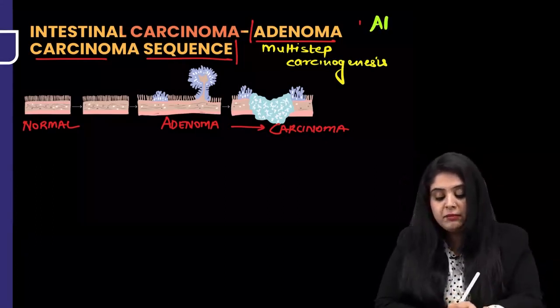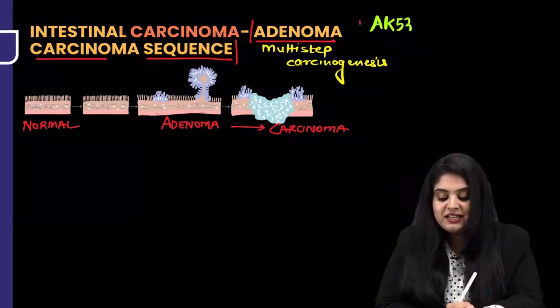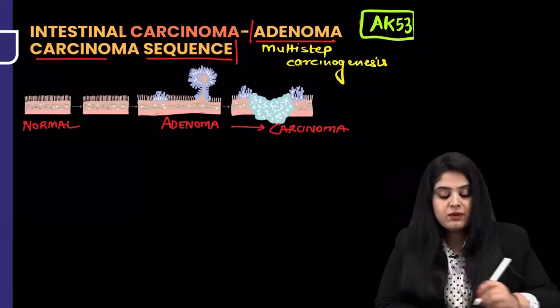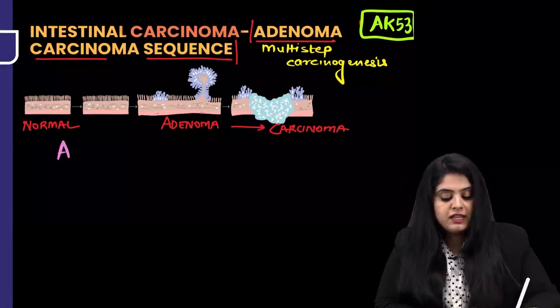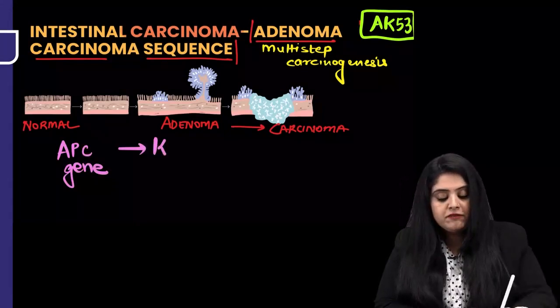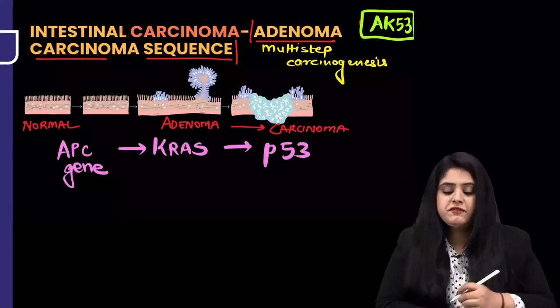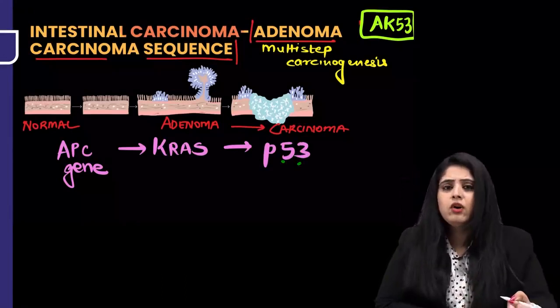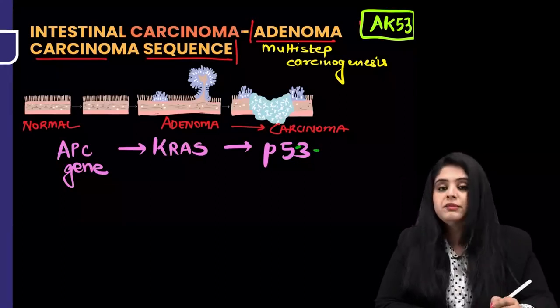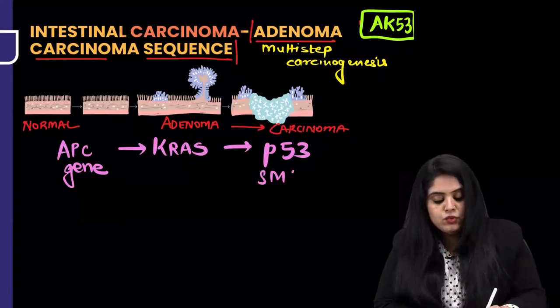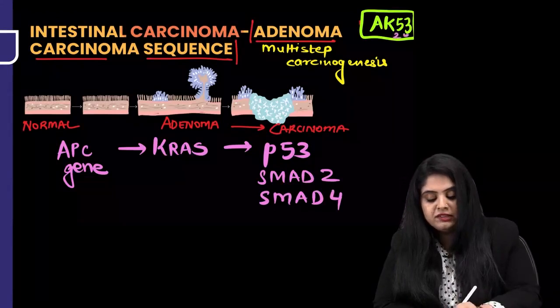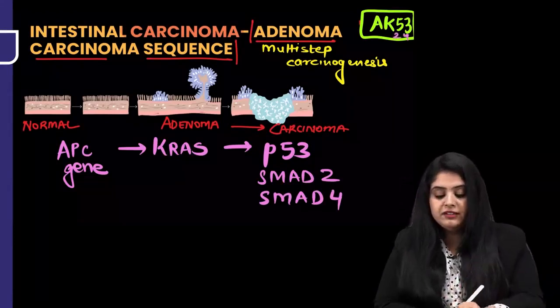You will learn it as AK, but not AK47. You will learn it as AK53. And what is AK53? The first problem to occur is A for APC gene mutation, K for KRAS mutation, and 53 for P53. Now you say, ma'am, 5 and 3 are done, odd numbers are done. What about the even numbers? I also want AK24. 2 and 4 are missing. So please remember, SMAD2 and SMAD4 are the other genetics that can be problematic.